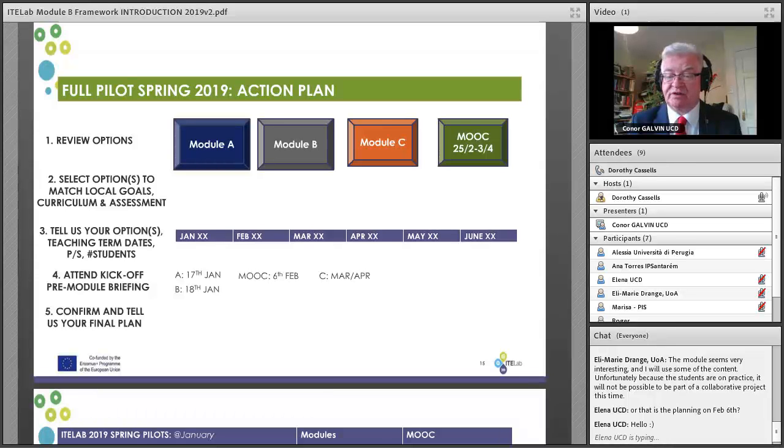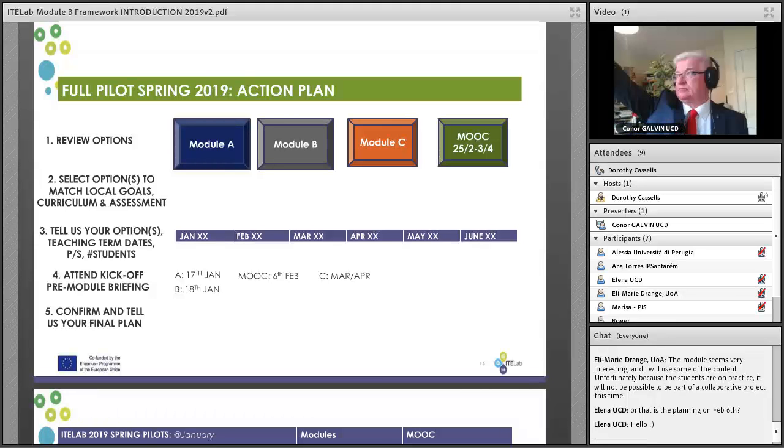Okay, and if I take the one from Elena, so the module starts, the MOOC, the student teacher MOOC, the green button up at the top, it starts on the 25th of February. Registration is open. The briefing that I've got, I hope it's not confusing things, but we are planning, if it's of interest to people, a pre-MOOC briefing.